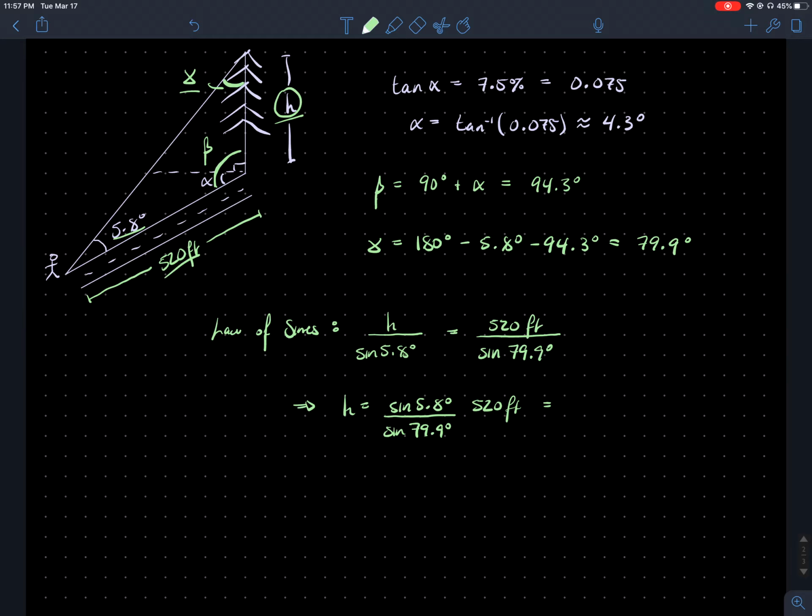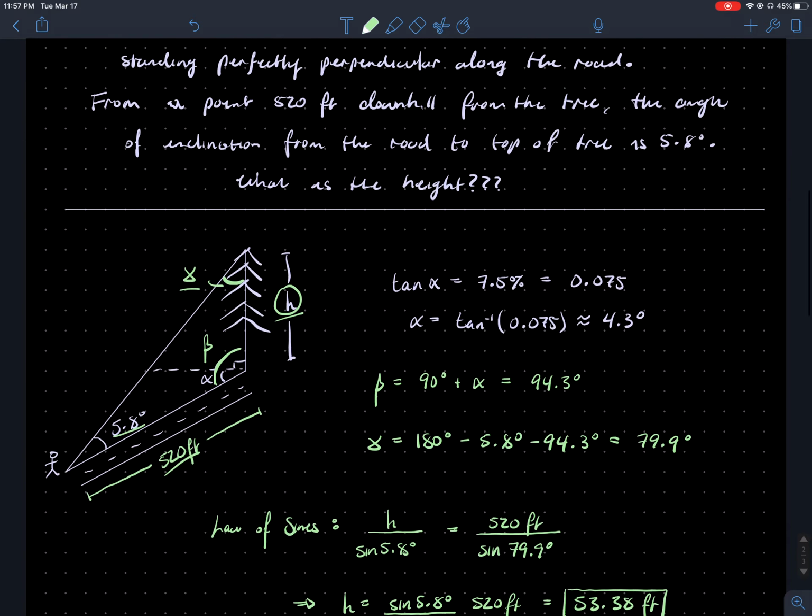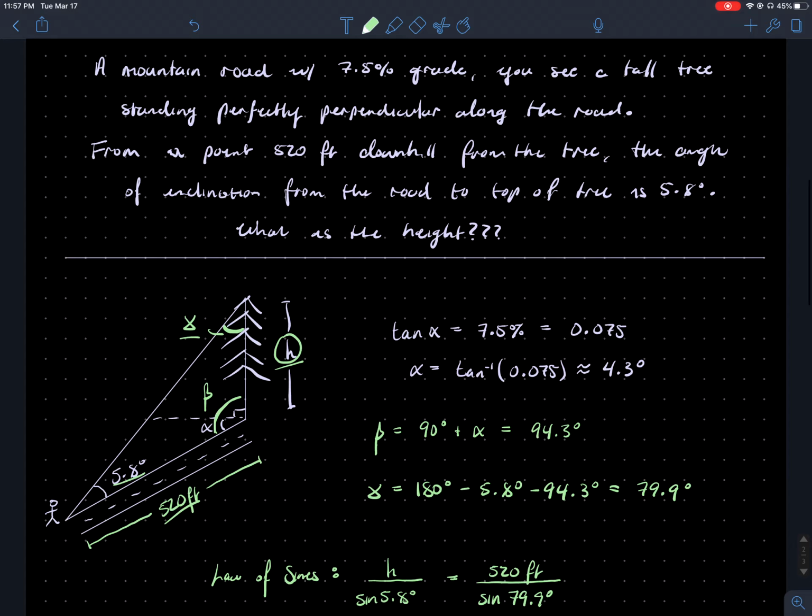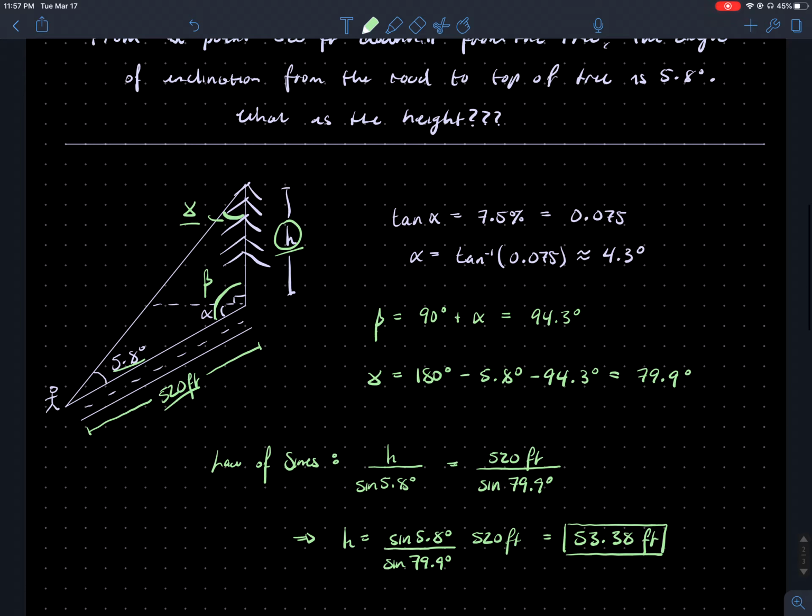But either way, if you plug it into a calculator, especially for the purpose of the homework, this will be 53.38 feet if we are rounding to the nearest second decimal place, or the nearest hundredth. Okay? And that is the height of this tree from this problem statement. Okay?